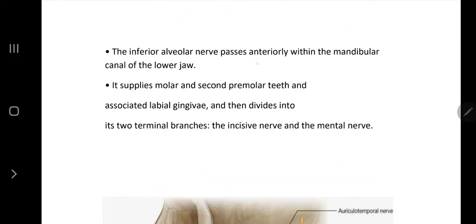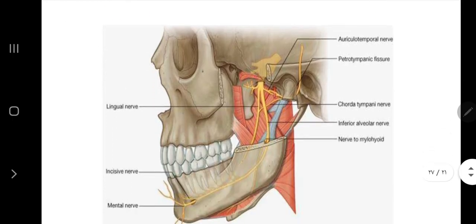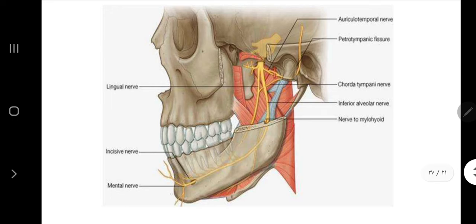The inferior alveolar nerve passes anteriorly within the mandibular canal to the lower jaw. It supplies the molar teeth and second premolar teeth and the associated labial gingiva, and then divides into two terminal branches, the incisive nerve and the mental nerve. These are the two branches of the inferior alveolar nerve.